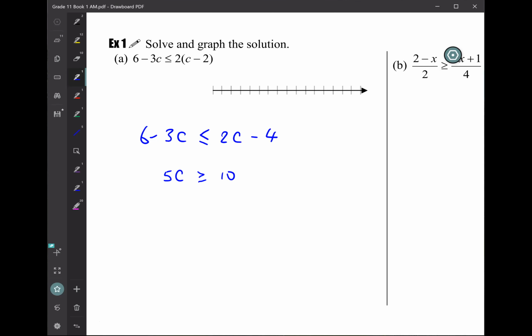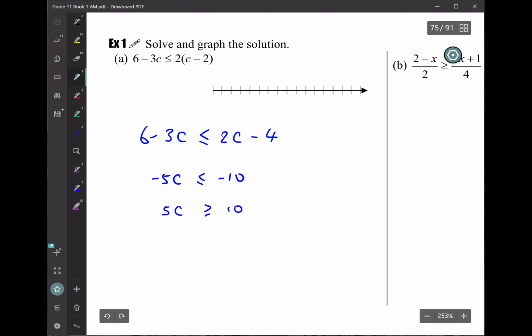And so then C is, flipped it? Yeah, you flipped it because when you do it, it's negative 5C less than or equal to negative 10, and you multiply both sides by negative 1. Oh, okay. So there's another step there, right? So let's add that in. Negative 5C less than or equal to negative 10, and then you multiply both sides by negative. So flip. And then you divide both sides by 5, so C is greater than or equal to 2. Okay, greater or equal to 2.